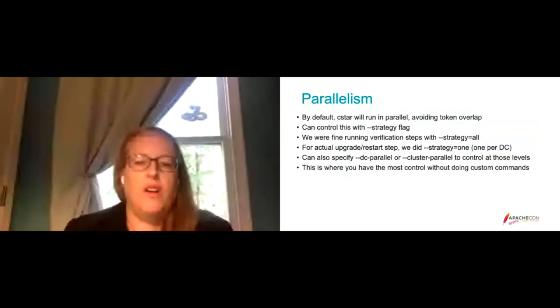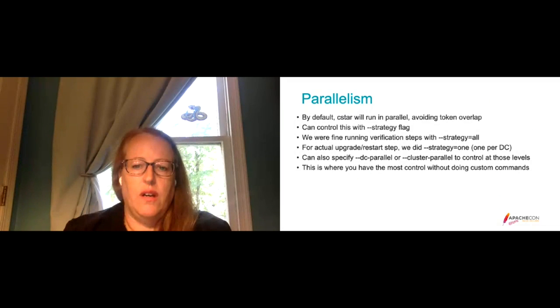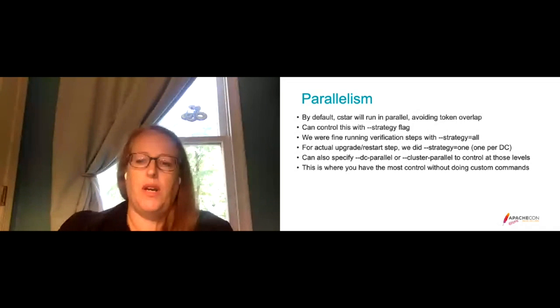If there's one part of cstar that you would have the most control over, it's in this parallelism. By default, cstar is going to run in parallel, and it avoids that token overlap that it's detected when it first starts. You can control this with the strategy option. The two common ones are strategy all and strategy one. When we were doing verification steps, we were fine using strategy all because those weren't very impactful. When we wanted to do the upgrade or the SS table upgrade, we reverted to strategy one to give a little less impact to the cluster. You can also control it by using the options of DC parallel, data center, obviously, or cluster parallel.